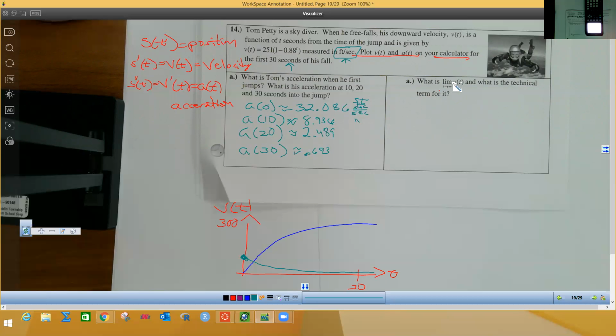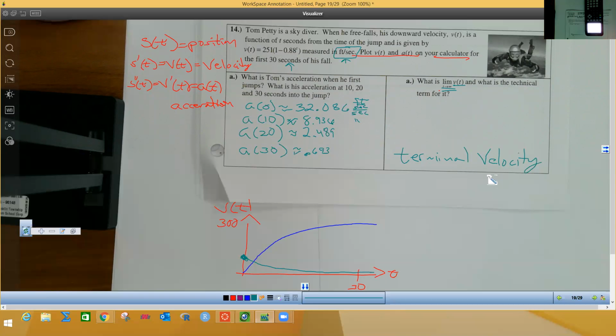So it asks, what's the limit of velocity as t approaches infinity? What is the limit of velocity, and what is the technical term for that? Ooh, I'm not even sure what the technical term is for it. It's terminal velocity. Oh, that is it. You're right. Terminal velocity. So this is terminal velocity.